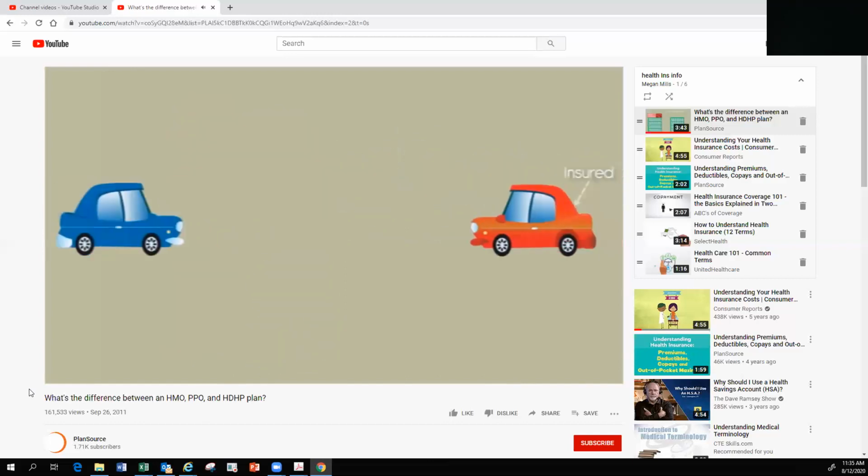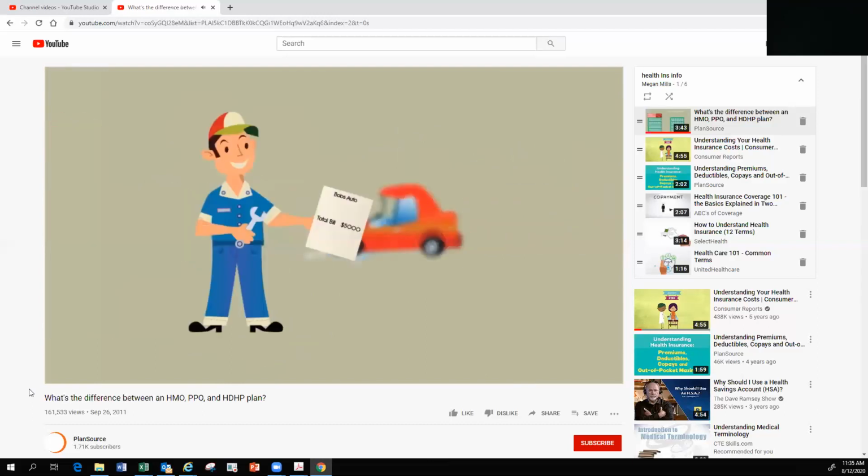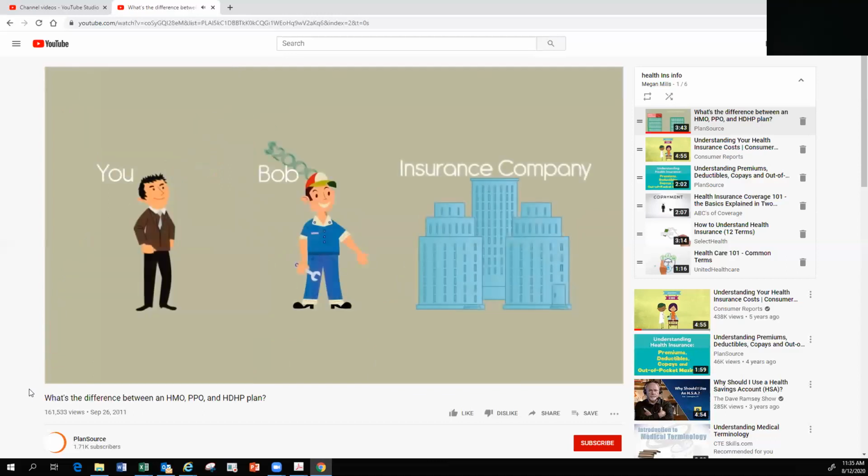HDHPs are similar in structure to a typical car insurance policy. For example, if Bob's Auto says it will cost $5,000 to fix your car after an accident, and you have a $2,000 deductible on your auto policy, you will be required to pay $2,000, and the insurance company will pay the remaining $3,000.